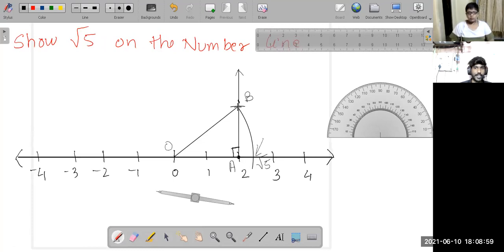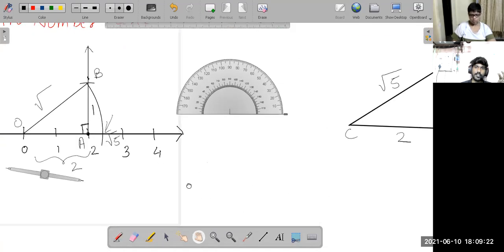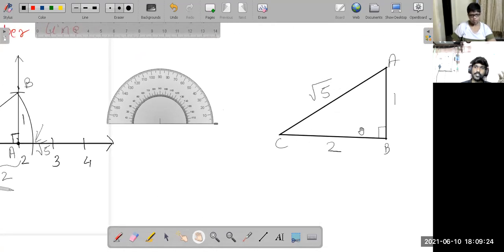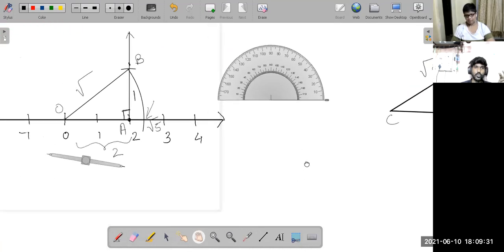How much was the length of AB? How much did we take? 1. We took it 1. And how much would be this length from 0 to 2? The length will be 2. This is 2, this is 1. By Pythagoras theorem, how much will be this OB? See, look here now. This is 2, this is 1. By Pythagoras theorem, this is root 5. You can check it.